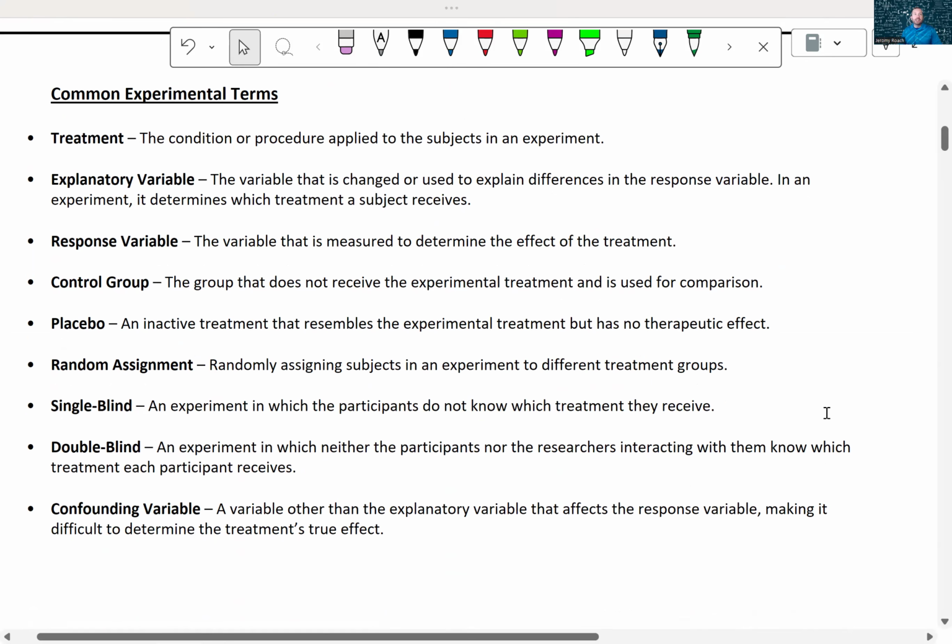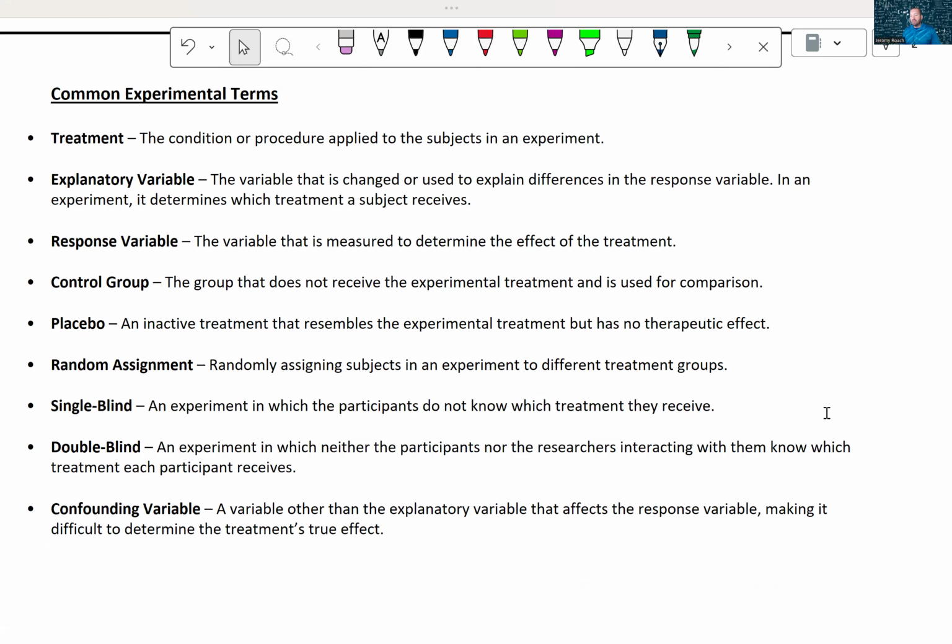These are just basic terms that we're going to see within the word problems. Treatment is what the subjects receive. The explanatory variable is what is changed or compared. The response variable is what is being measured. The control group is the comparison group. It's the group that doesn't change at all. It's just the baseline group.